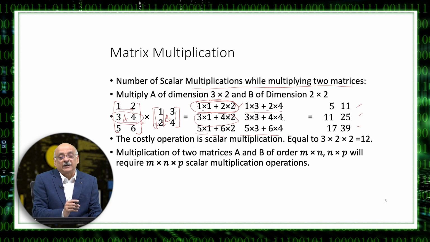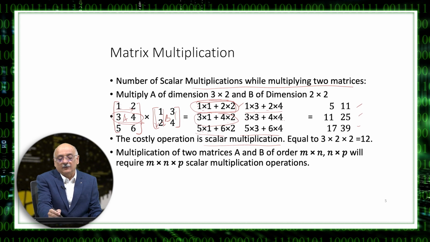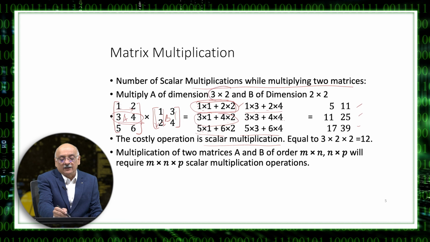So the costly operation is the scalar multiplication. And how many scalar multiplications are we doing? If I see 1, 2, 3, 4, 5, 6, and once again 6 plus 6, so we are requiring 12 multiplications. How can we ascertain these multiplications? From the order or dimension of the matrices.